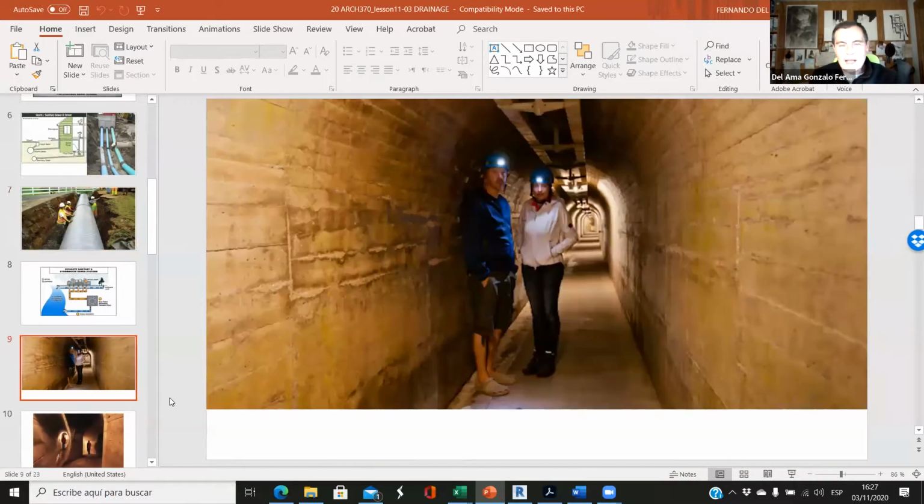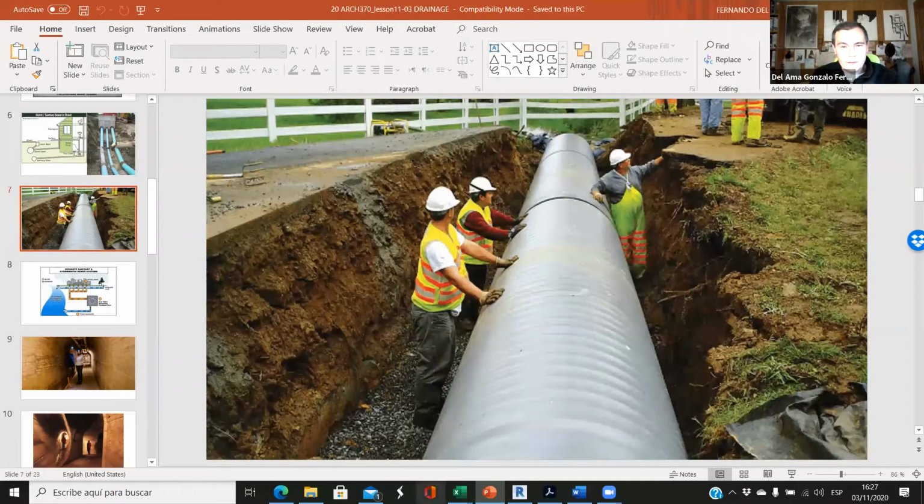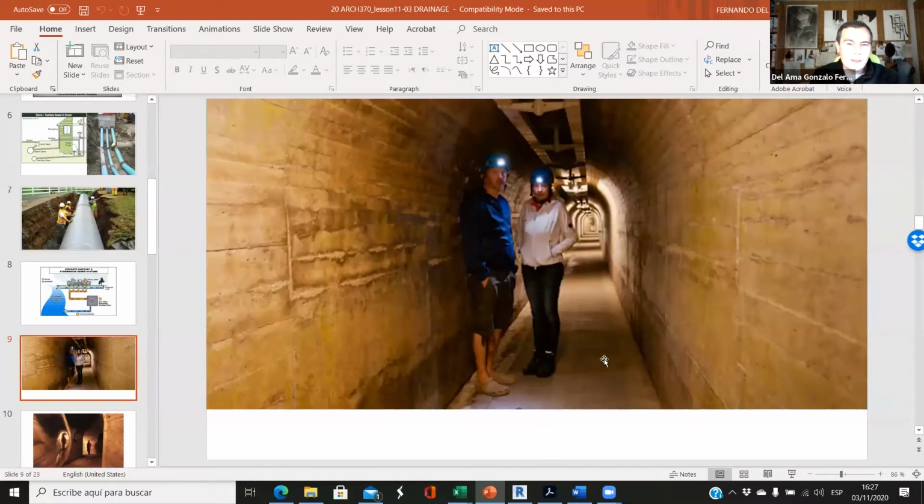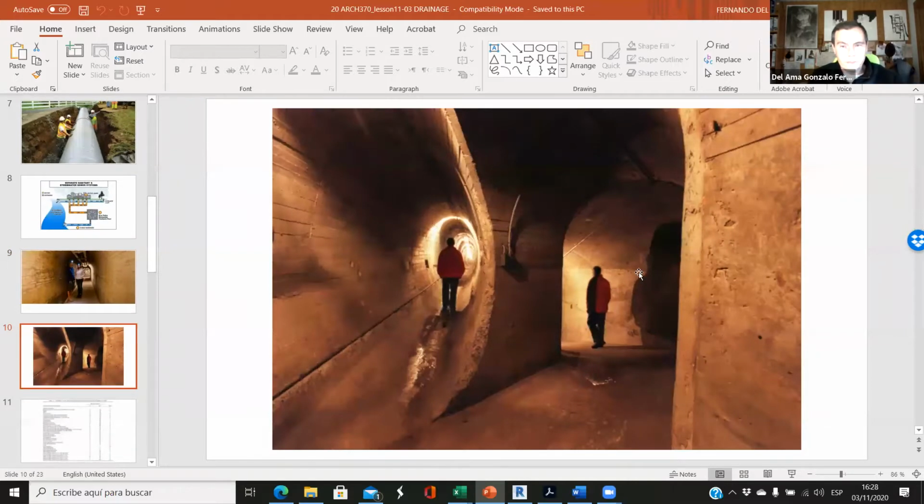And sometimes we have galleries. Having galleries is something good, because in these galleries we have all the city supplies. We have the electricity, the water supply, and the drainage. It's good because we don't have to dig a trench anytime we have an issue. When we have a leak, if there is a gallery, we can access that gallery and check if something is wrong.